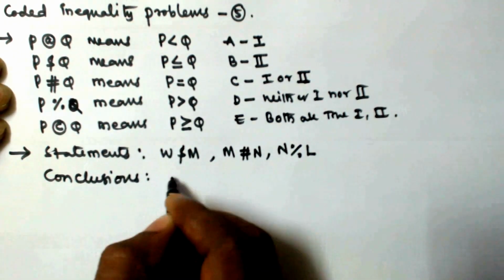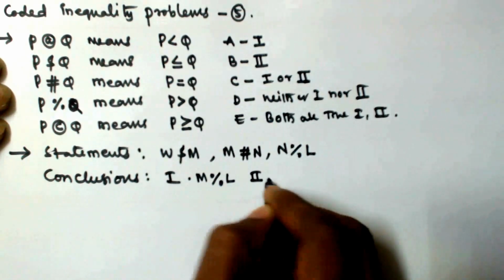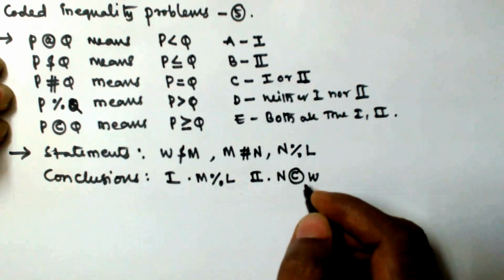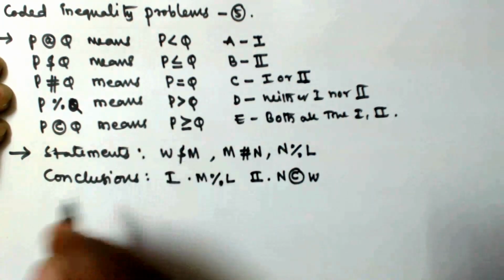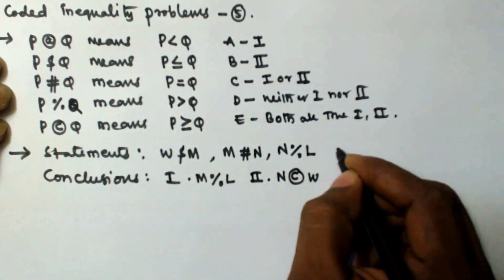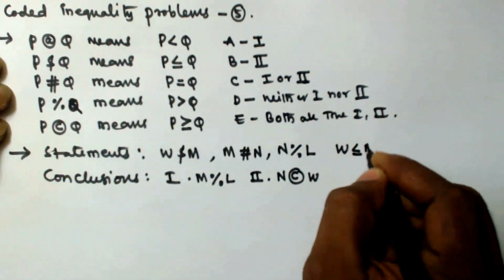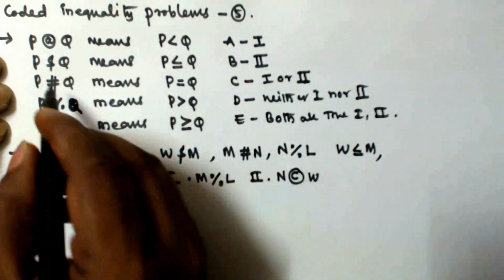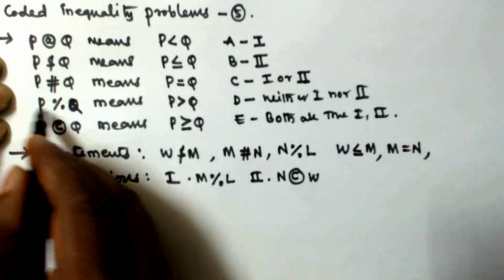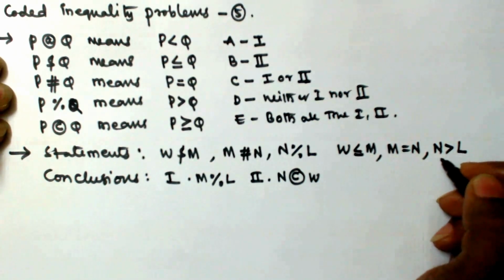Those conclusions are: first, M percentage L, and second, N copyright W. So now these are the statements given, and we have to convert them into mathematical symbols. W dollar M: dollar means less than or equal to, so W less than or equal to M. M hash N: hash means equal to, so M is equal to N. N percentage L: percentage means greater than, so N greater than L.